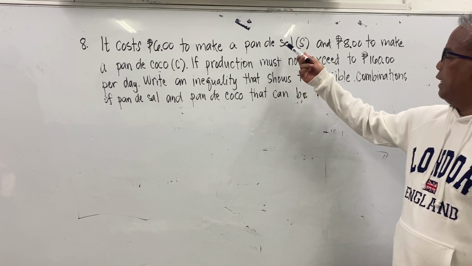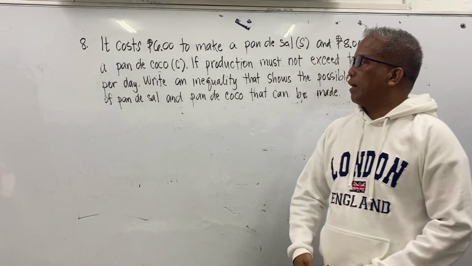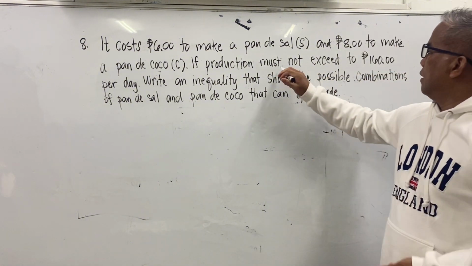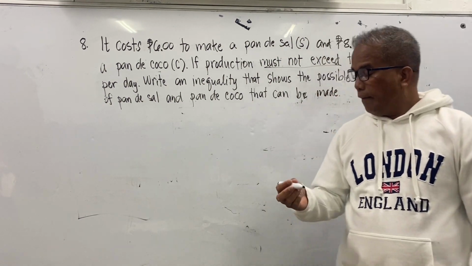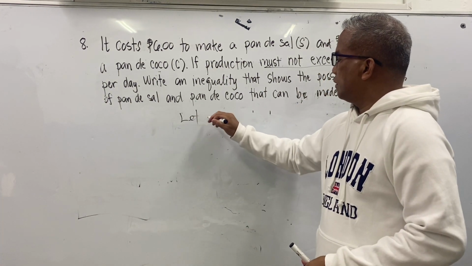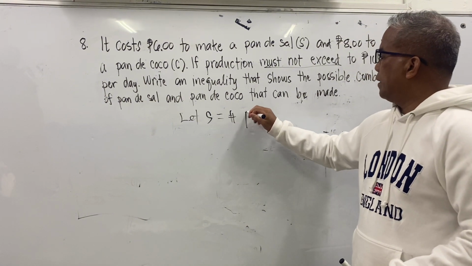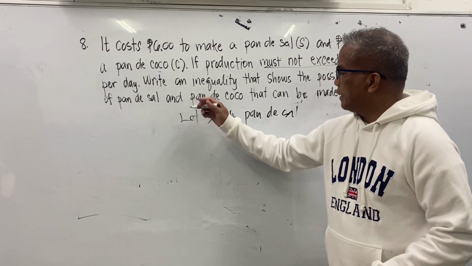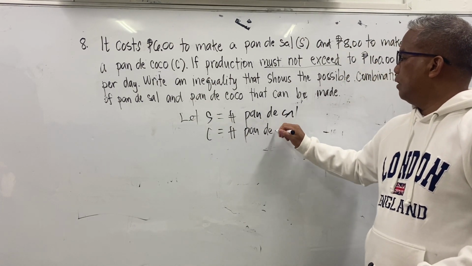So for pandesal, we're using the variable S. Then pan de coco, we're using the variable C. Then the inequality here, must not exceed, means less than or equal. We are going to write the given. Let S be the number of pandesal and C be the number of pan de coco.